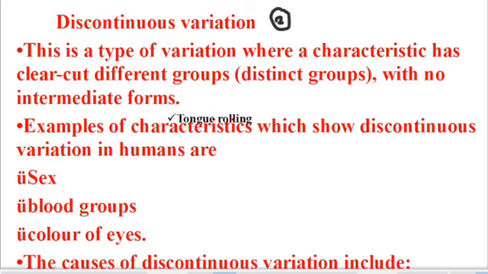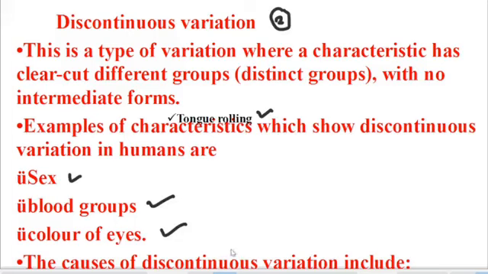Discontinuous variation is the type of variation where a characteristic has clear-cut different groups. These are distinct groups with no intermediate forms. What are some of the examples of discontinuous variation? We have sex, blood groups, and color of the eyes. Other examples are tongue rolling, the ability to roll the tongue.